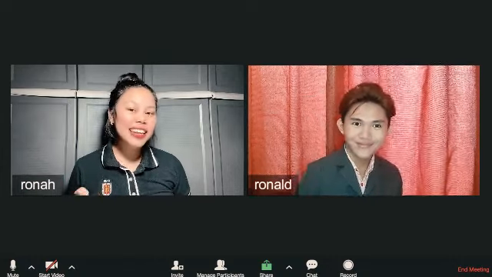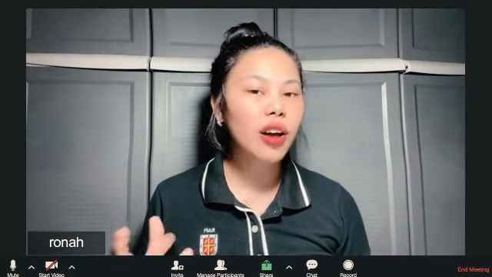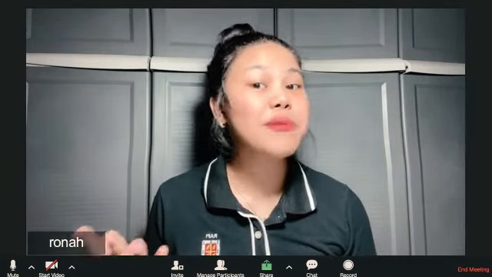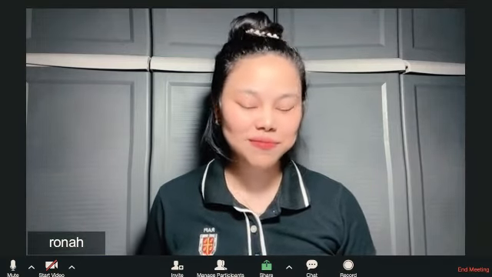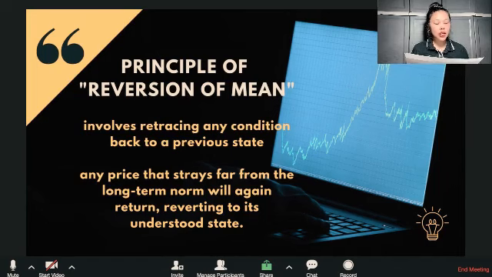Ronah? Ronald, that is a good joke, but principle of reversion to mean does not talk about anything related to being mean or not. By definition, principle of reversion to mean or mean reversion suggests that asset price volatility and historical returns eventually will revert to the long-run mean or average level of the entire dataset. In simpler words, it involves retracing any condition back to a previous state.